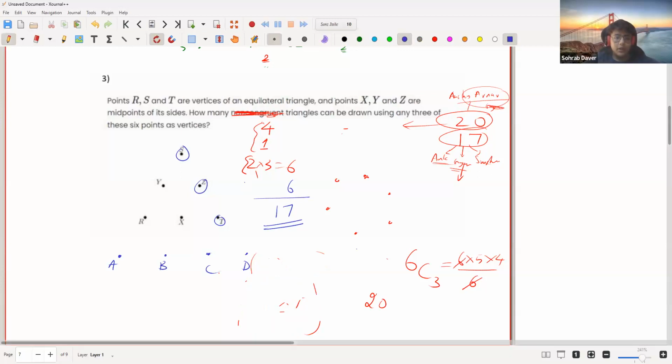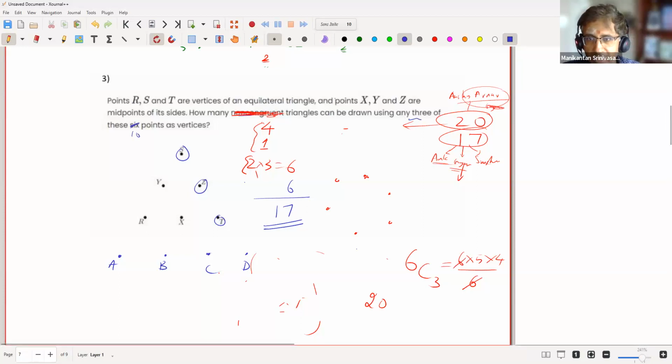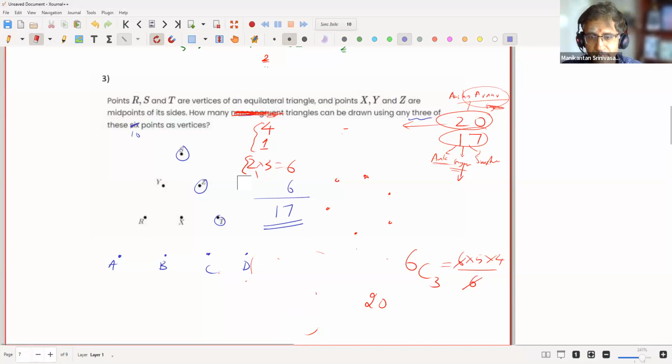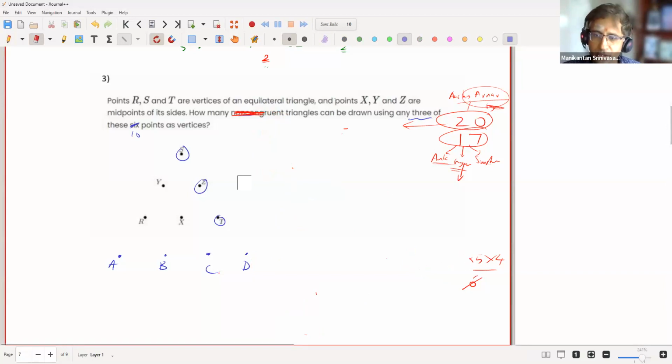So non-congruent is there or you're removing? I've erased the non-congruent of these 10 points. Using any 3 of these 10 points as vertices. Is the question clear, Arnav? Arnav, question is clear, right? Oh, sorry, I didn't see you. Raise your electronic hand, guys. That's easier for me to see sometimes.